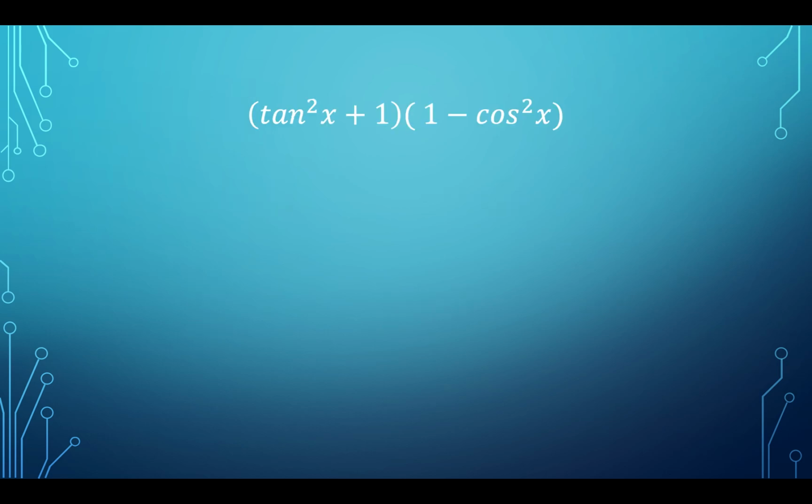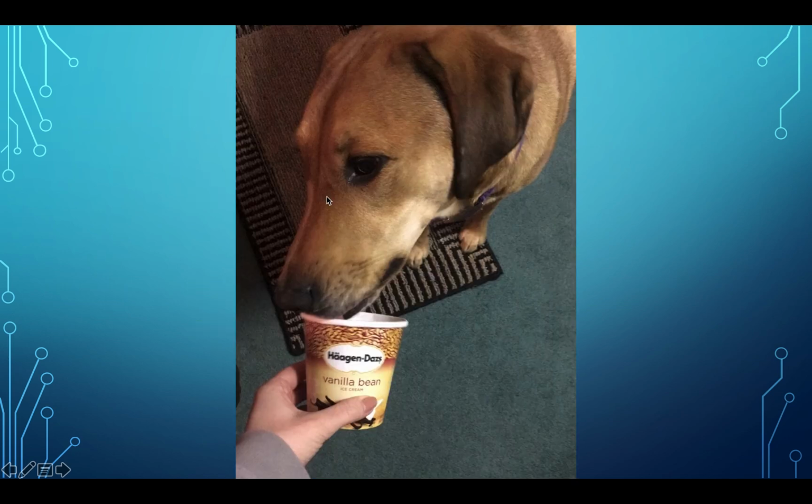The next example, I give you tan squared x plus 1 times 1 minus cos squared x. Now you guys are probably looking at it and wanting to go ahead and FOIL. Don't FOIL just yet. What can you replace tan squared x plus 1 with? You can replace it with secant squared x. Where did I get that?